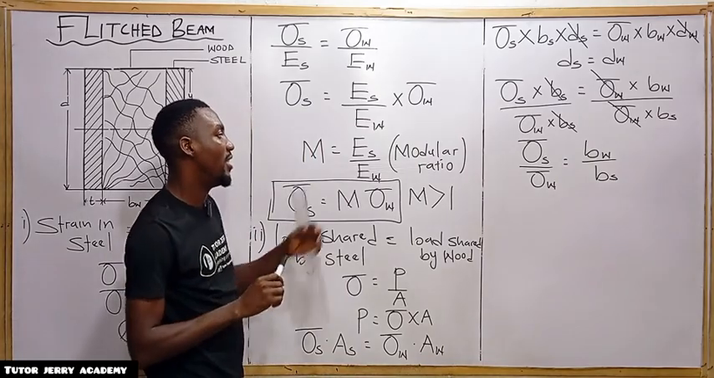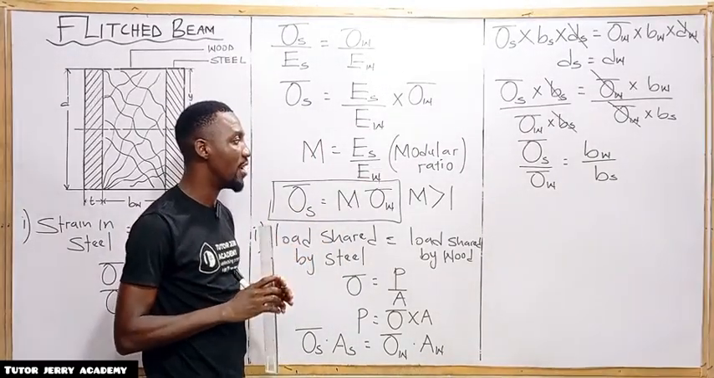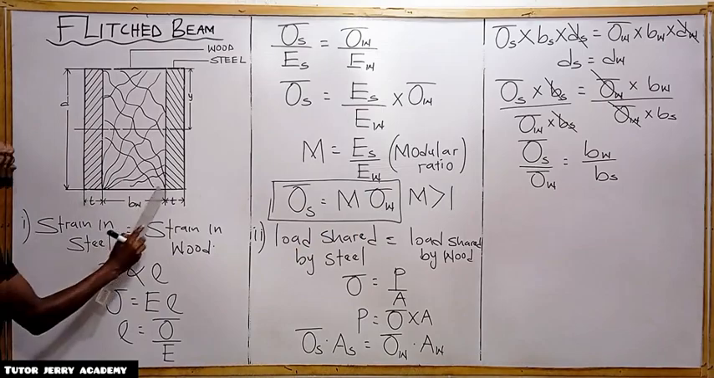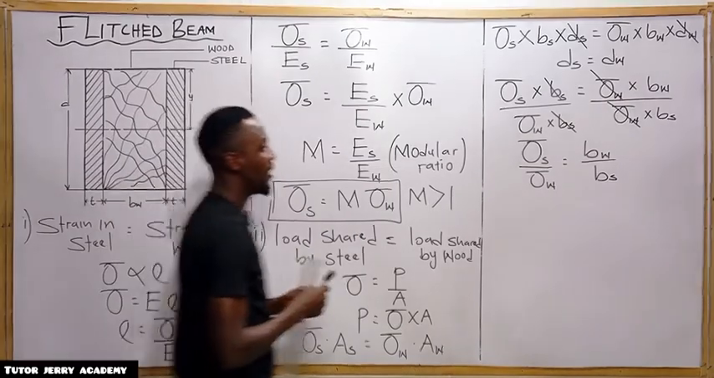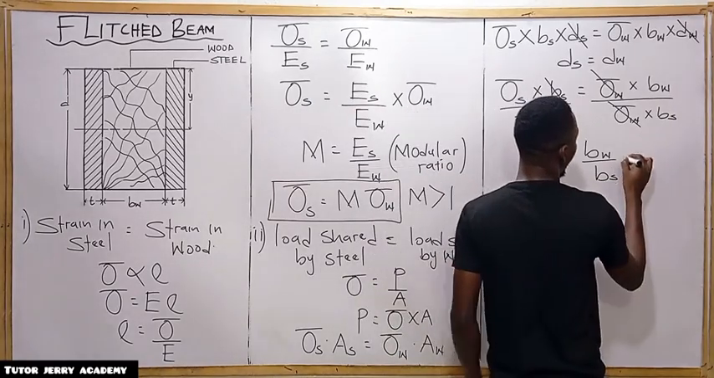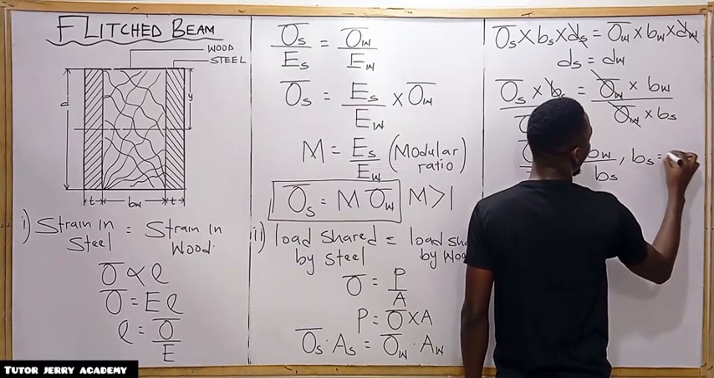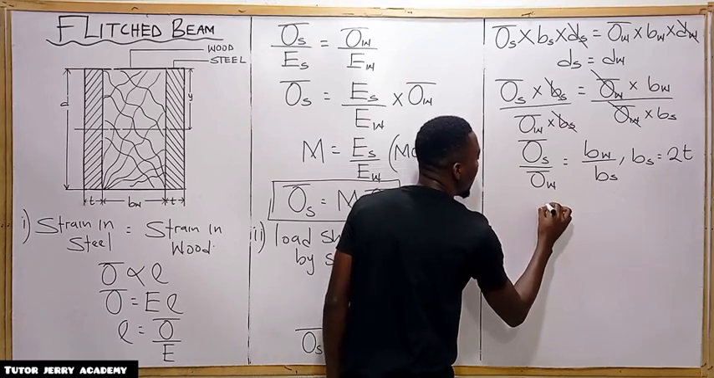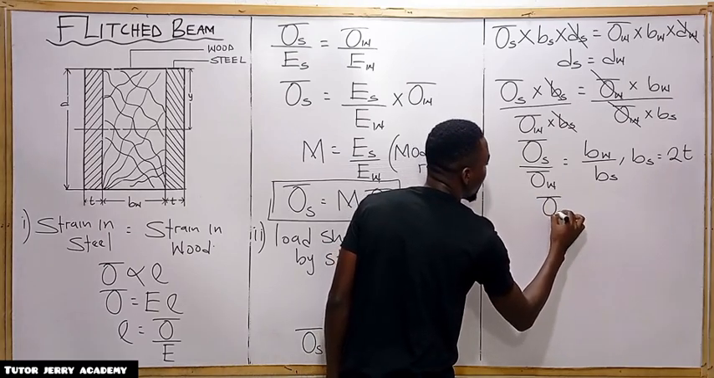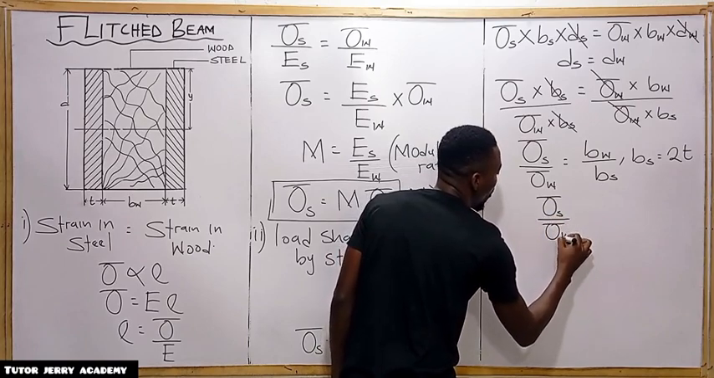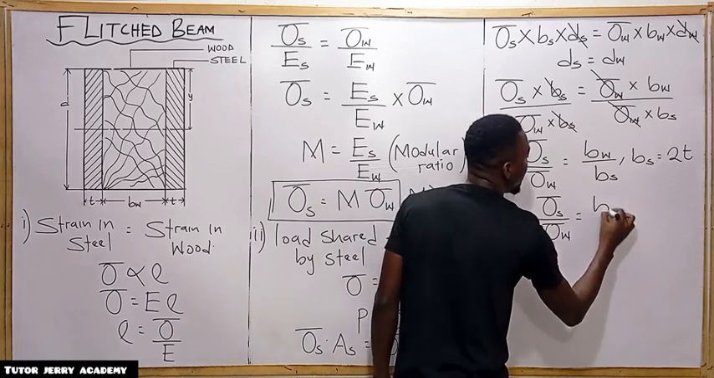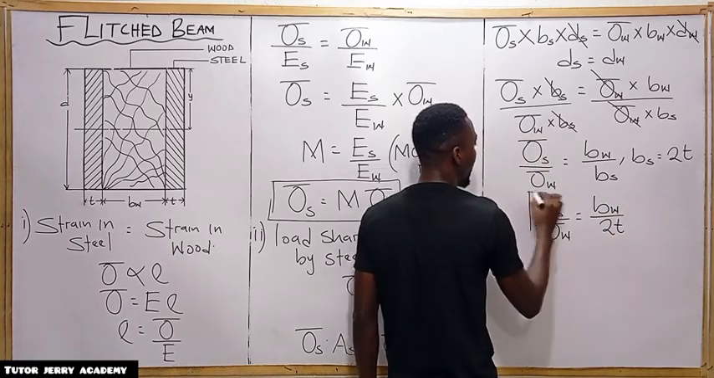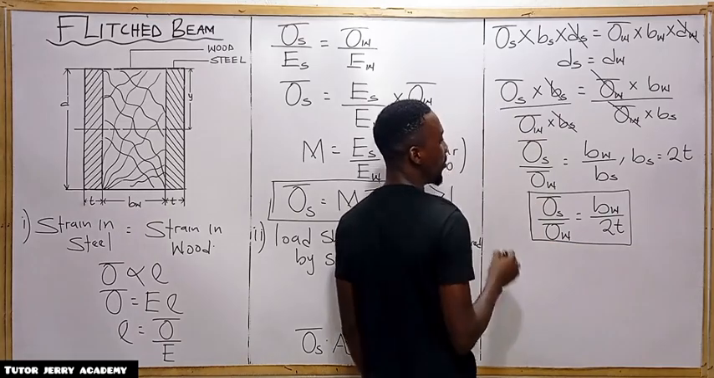All right. Now, you are going to take note of something carefully here: the base of the steel is in thickness. So we have two steel here, so it shows that the base of the steel is equal to 2t. So we can also say this formula: the stress of the steel all over the stress of the wood will be equal to the base of the wood all over 2t. So you can also have this. So take note of that.